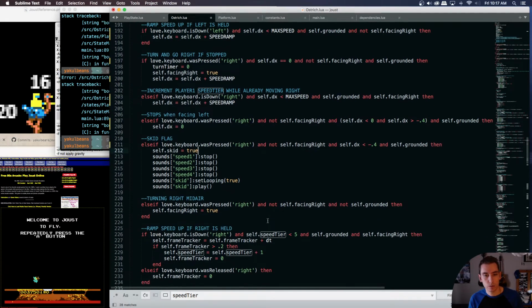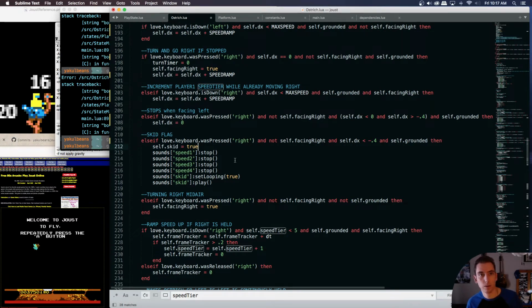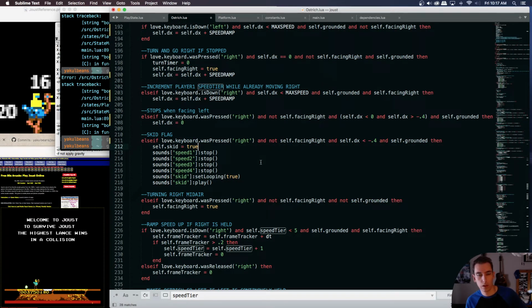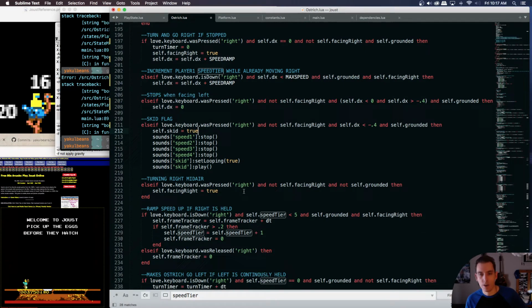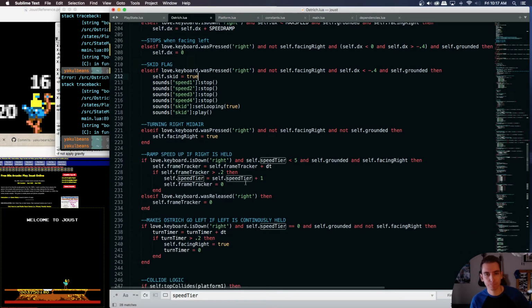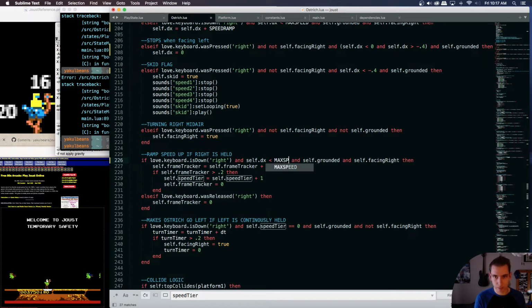And then we can do was pressed for these two. And was pressed for this one. Okay. If keyboard is down right, speedTier is smaller than 5. So this is, if our dx is smaller than our max speed. Oopsie. And we're grounded and we're facing right.